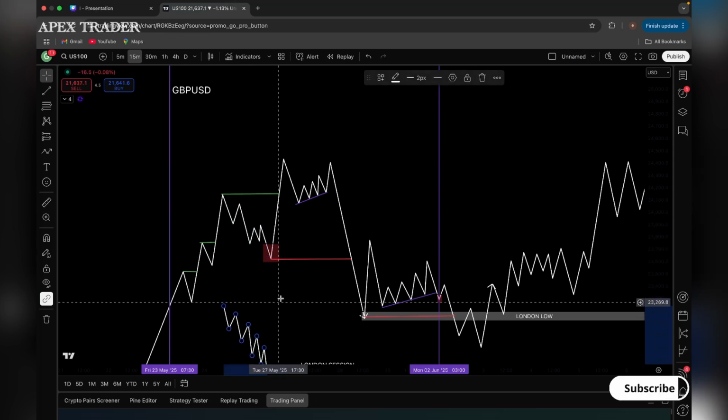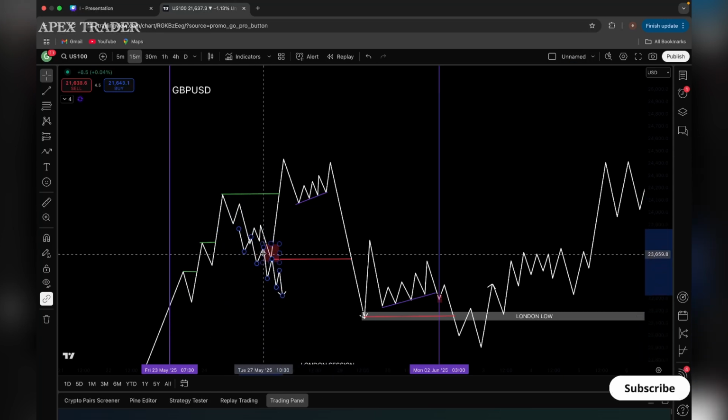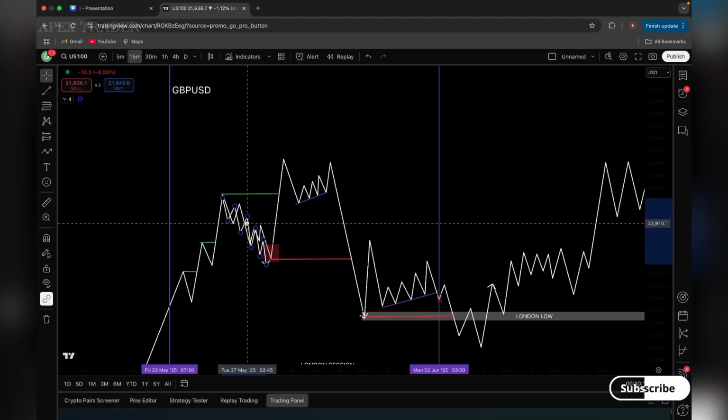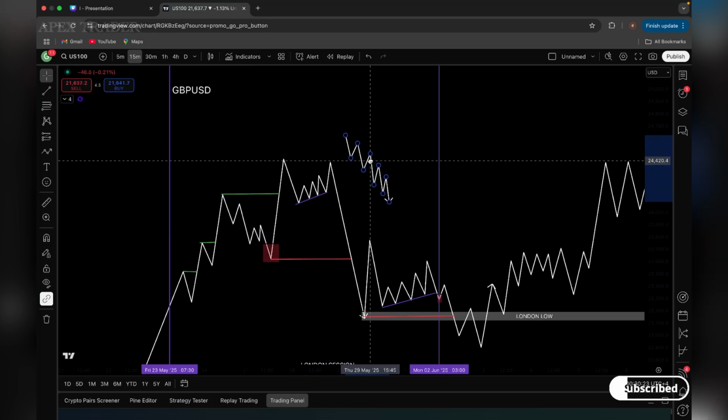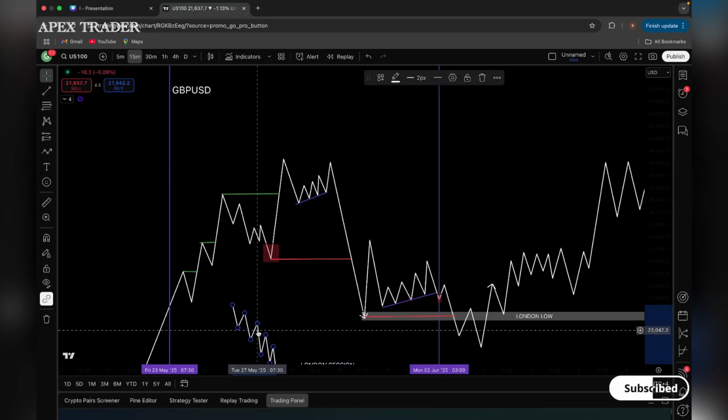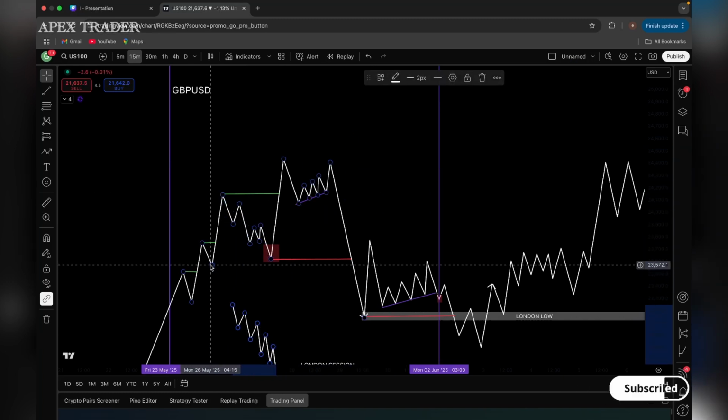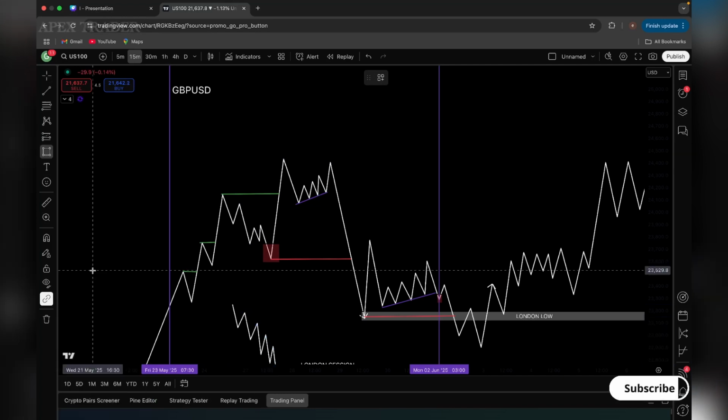Why are they different? Some people will think this is change of character, right? It's matching with it, right? But it has a totally different perspective. I'll show you why. First we'll draw some demand zones.